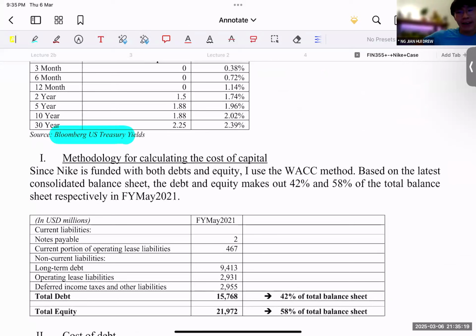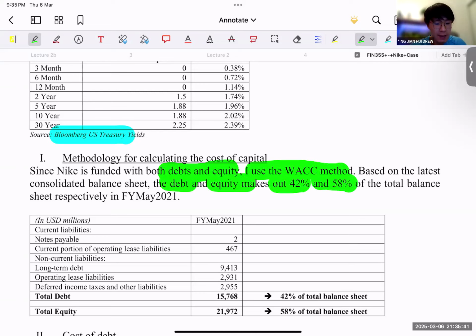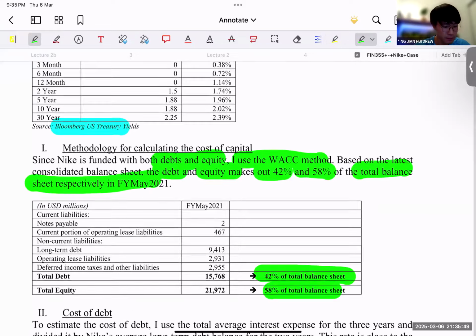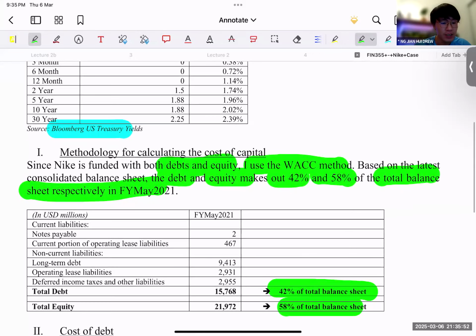Okay, so this is what Andy is doing in this question. So what is Andy doing? Andy says, if Nike is funded both by debt and equity, I want to use the WACC method to calculate the cost of capital. Based on the latest consolidated balance sheet, the debt and equity make up 24 and 58% of the total balance sheet respectively. So the question is, is what Andy is doing correct? And why not?